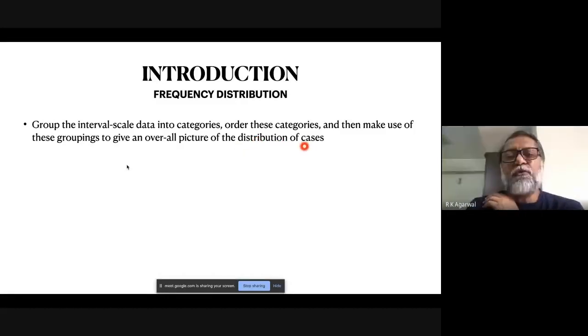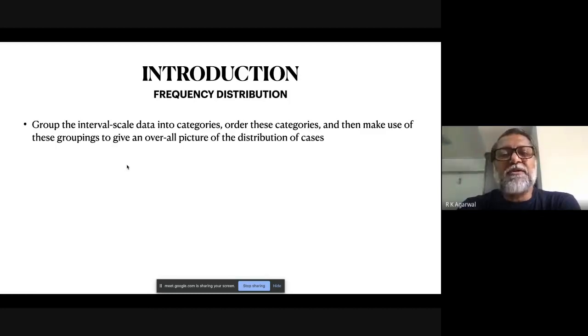Now, some of you may be finding it difficult to understand the term distribution of cases, or may also be finding it difficult to understand what is grouping interval scale data into categories. All these things will be getting slowly, gradually clearer as we proceed with a numerical example. But first, let us just go through some of the important characteristics of frequency distribution. So, what is the first thing that we need to know about it?